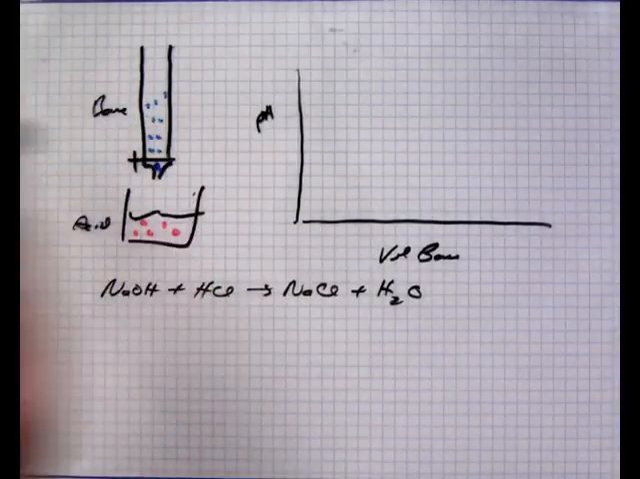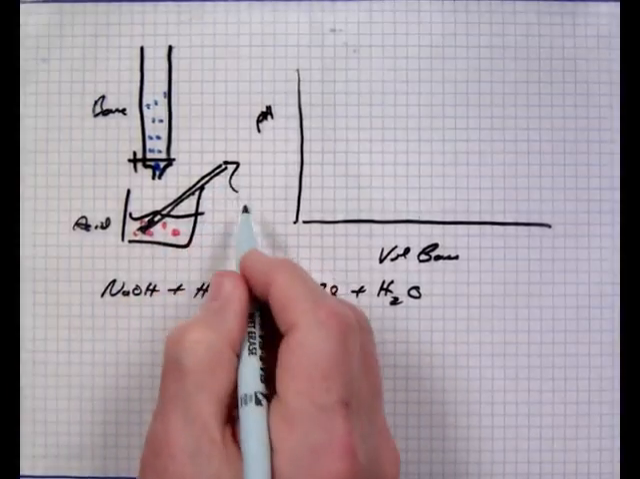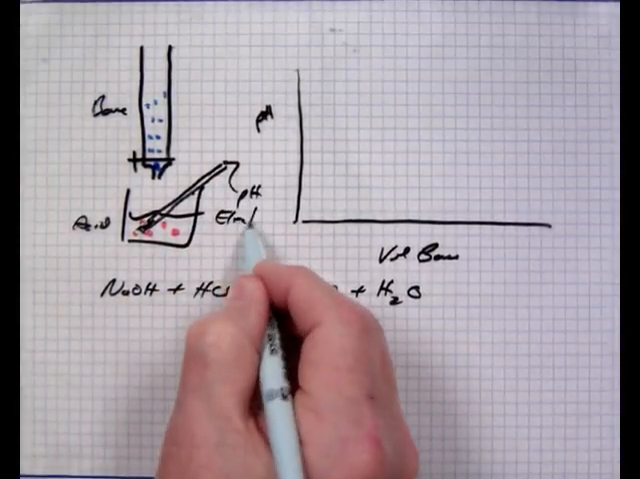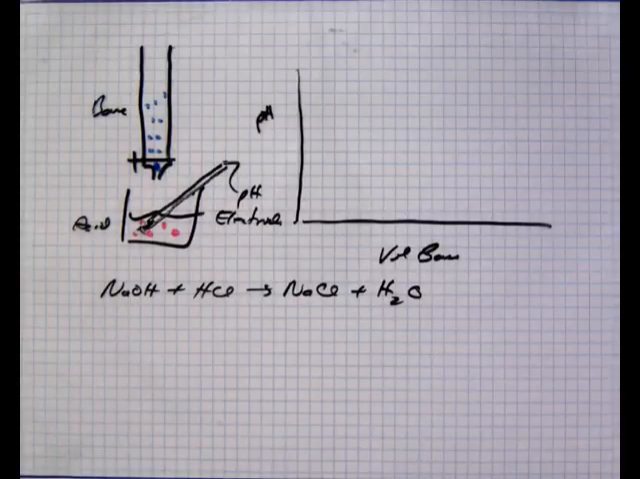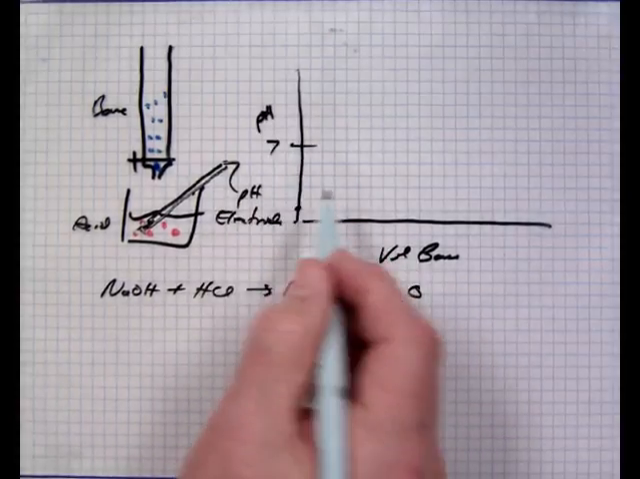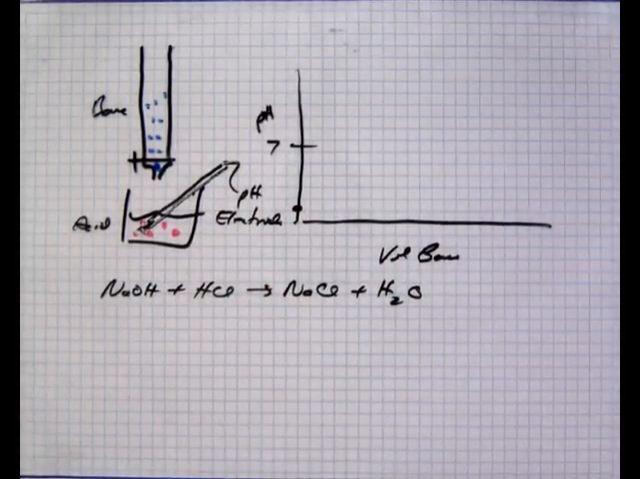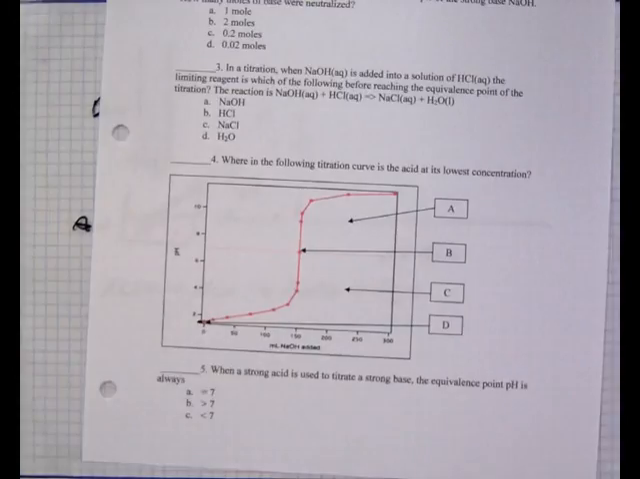Now you've got a pH meter electrode in here. Before you add any base, what's your pH? Whatever that strong acid solution will give you. Say that's your 7; most strong acids run about 1. So when we look at the diagram, this point right here is before you add any base at all.